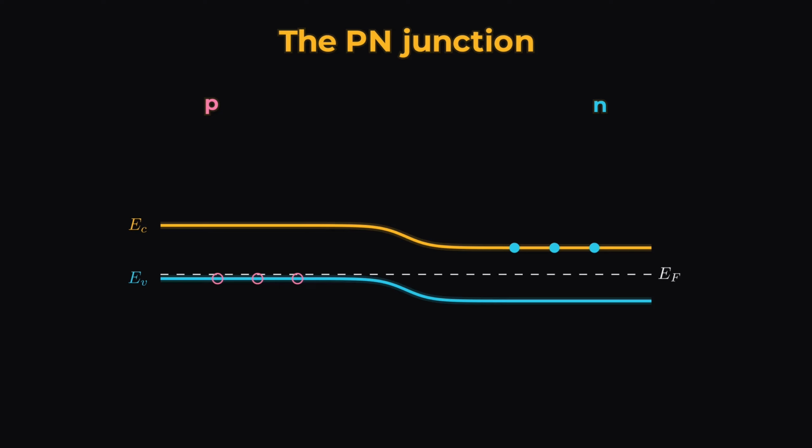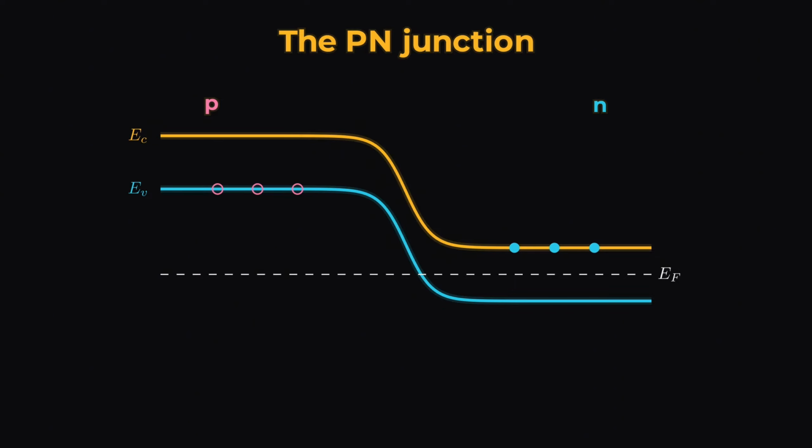Forward bias reduces the band step. With a smaller step, more carriers have enough energy to cross. This is why forward current grows. Reverse bias increases the band step. With a larger step, almost no majority carriers cross. This is why reverse current stays small.